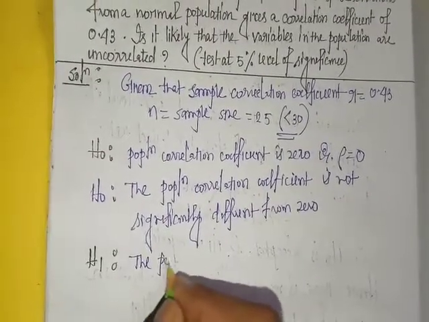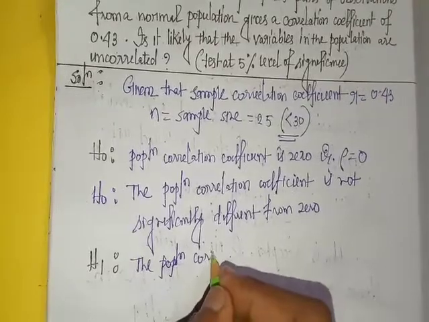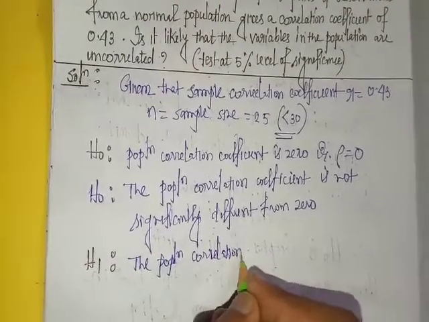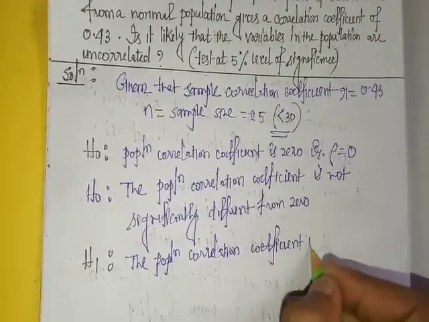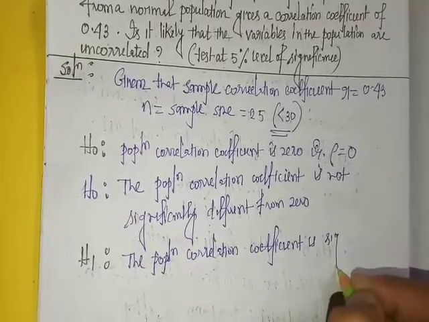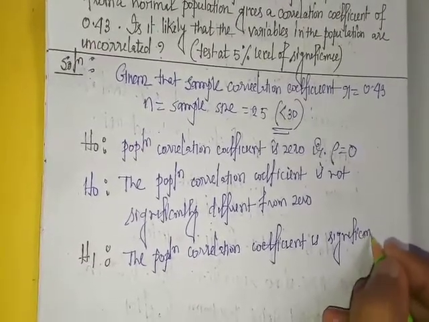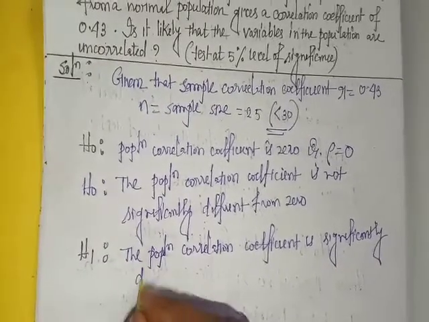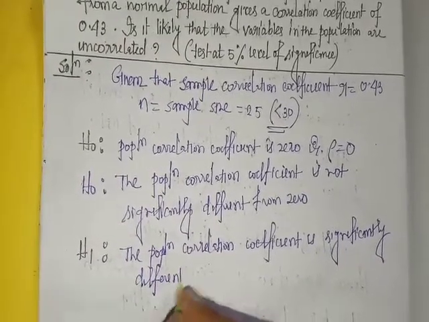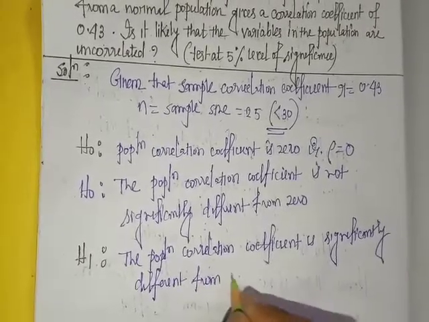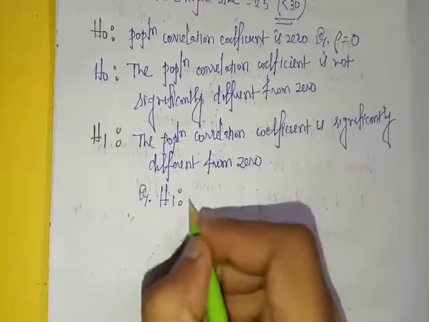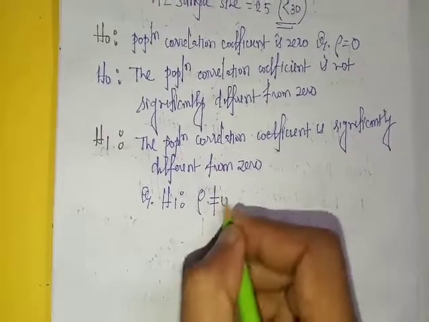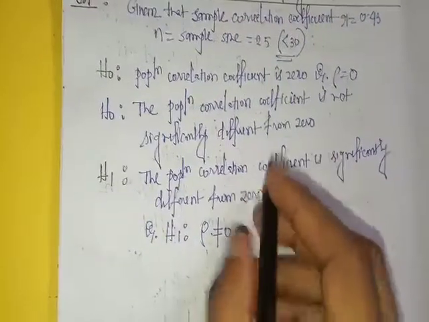The population correlation coefficient is significantly different from 0. That is, H1: rho not equal to 0. Not equal to 0 means it is a two-tailed test.